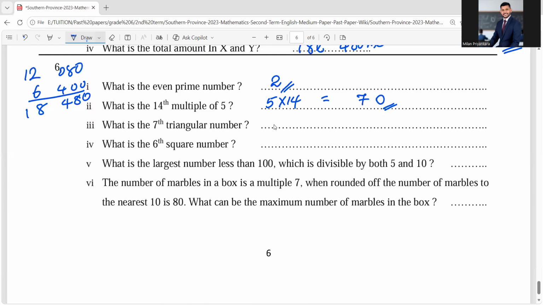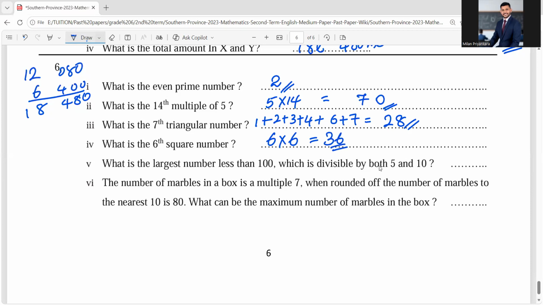What is the 7th triangular number? For the 7th triangular number, you have to put 1 plus 2 plus 3 plus 4 plus 5 plus 6 plus 7. Then you add up all these things, and you will get 28, right? Okay, what is the 6th square number? The 6th square number is equal to 6 into 6, which is equal to 36.